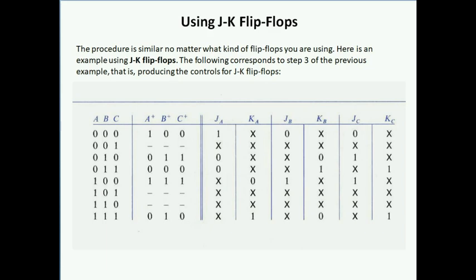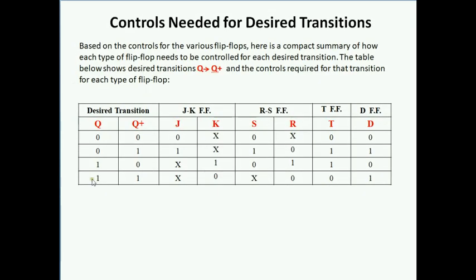Next, let's do this with JK flip-flops. The procedure is similar no matter what kind of flip-flops you're using, and in this particular case we're going to do it with JK flip-flops. The steps are exactly the same as before. What we're going to do is fill the table with the control signals required for JK controls. So again, we're going to look at the various transitions. So flip-flop A, in this particular case, has a transition from a 0 to 1. Looking at the transition from 0 to 1 for a JK flip-flop, we see that the controls that we need are going to be 1 for J and don't care for the K.